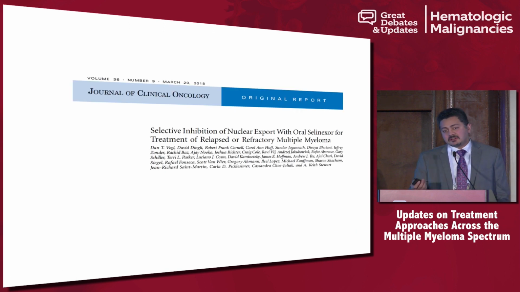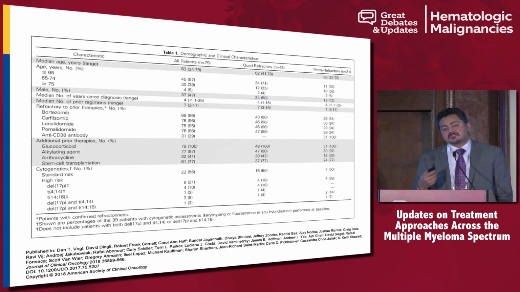So selinexor is the first-in-class drug. The initial phase 1 data that we saw was in a combined study looking at multiple myeloma as well as Waldenstrom's, where there was certainly clinical activity of selinexor, with or without dexamethasone. This eventually led to a larger phase 2 trial in patients who had proteasome inhibitor, immunomodulatory drug, resistant myeloma. And these data were presented by our colleague Dan Vogel from UPenn and published last year.